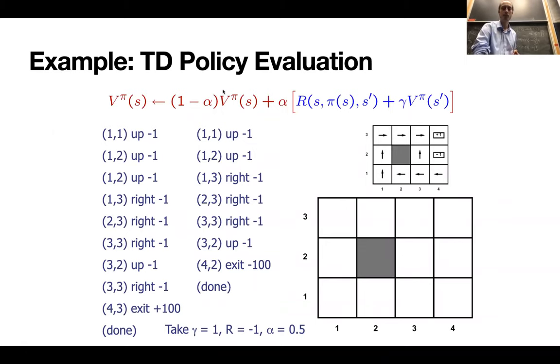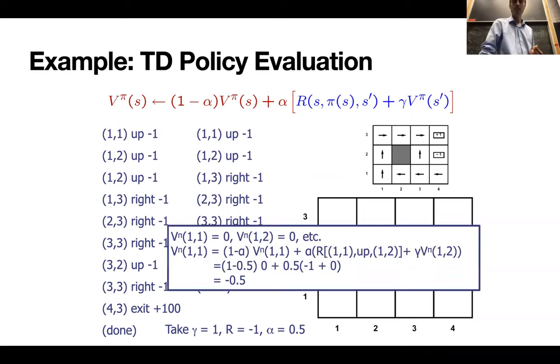So let's see how this works in this example with our grid world again. We have two episodes here, we have our Bellman update equation, and we have our policy, which are the actions we're going to take. To compute the value under policy pi at state 1, 1, the values are initially all zeros. Afterwards, at the first iteration, they become 1 minus alpha times the previous values, plus alpha times the reward plus the discounted value under policy pi of 1, 2.